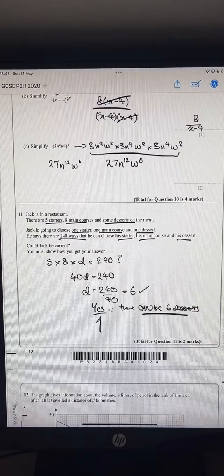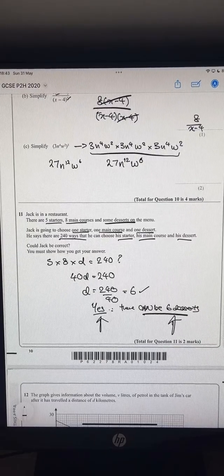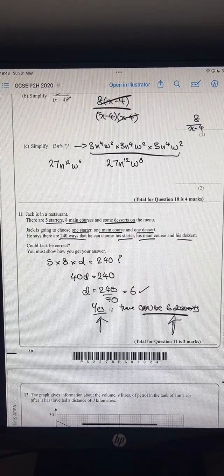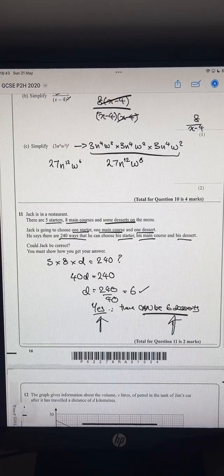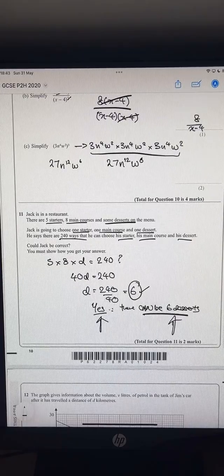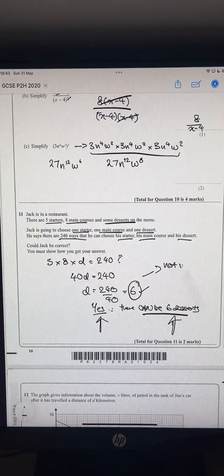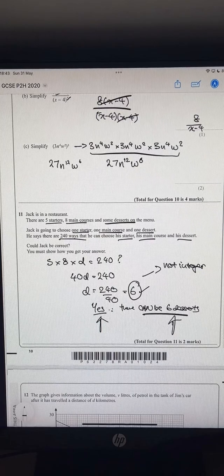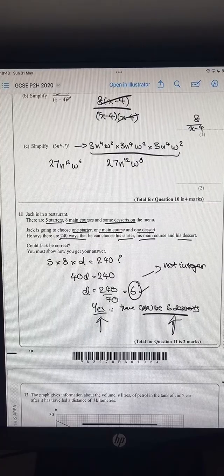You have to give your answer and a reason. You have to give the reason. So this is a product rule for counting type question, and you have to give a conclusion saying why he could be correct. So why would he not be correct in a question like this if the answer here was not an integer? For example, if it was negative, which would be weird, or if it was a decimal or a fraction, then he could not be correct because you can obviously not have 2.5 desserts on a menu.